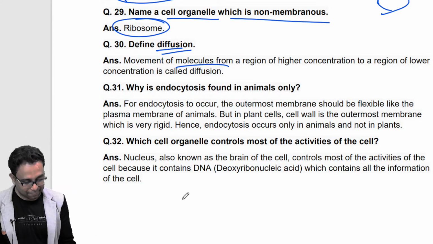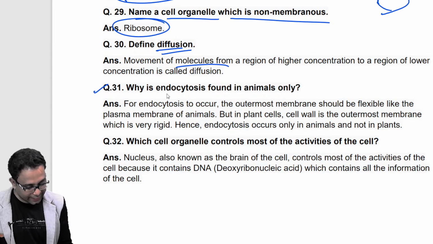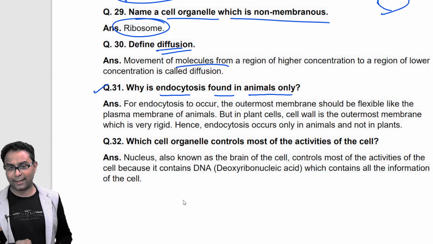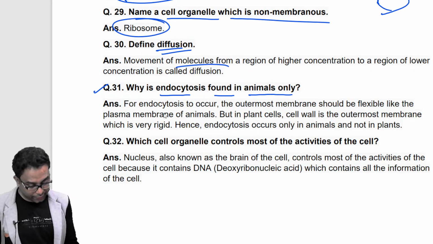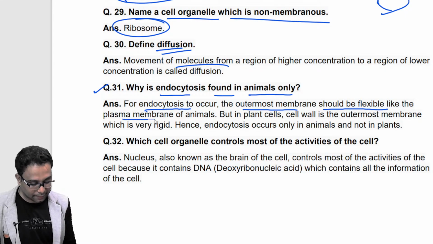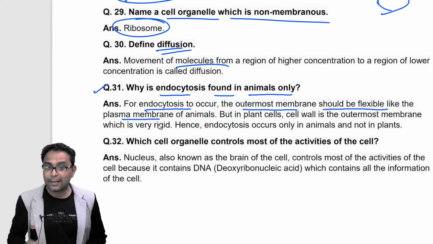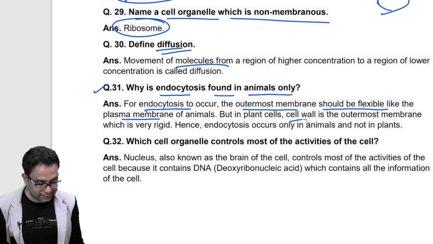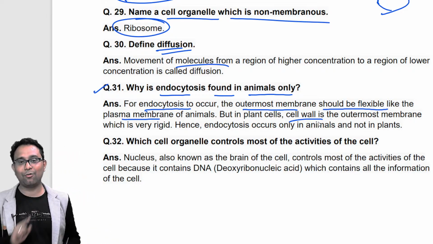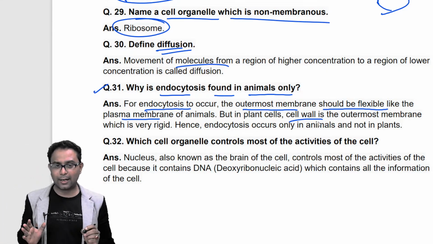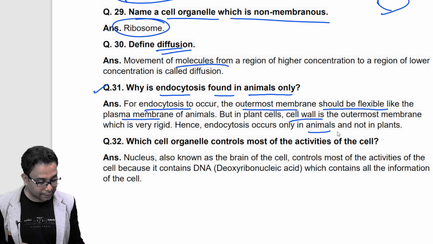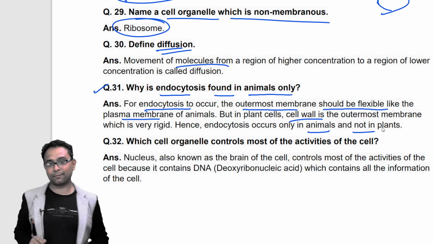Next question, question number 31. Why is endocytosis found in animals only, not in plant cells? That is most important. For endocytosis to occur, the outermost membrane should be flexible like the plasma membrane. But in the case of plant cells, the cell wall is there. This is the outermost layer, but the cell wall is very rigid. It is not flexible in nature. So endocytosis occurs only in animals and not in plants.